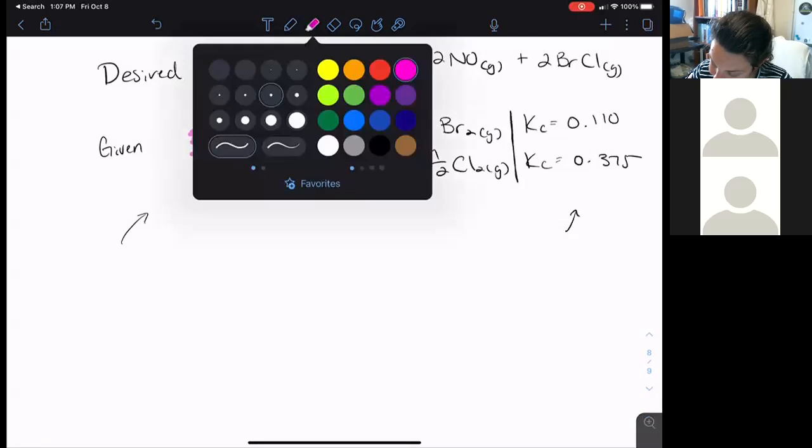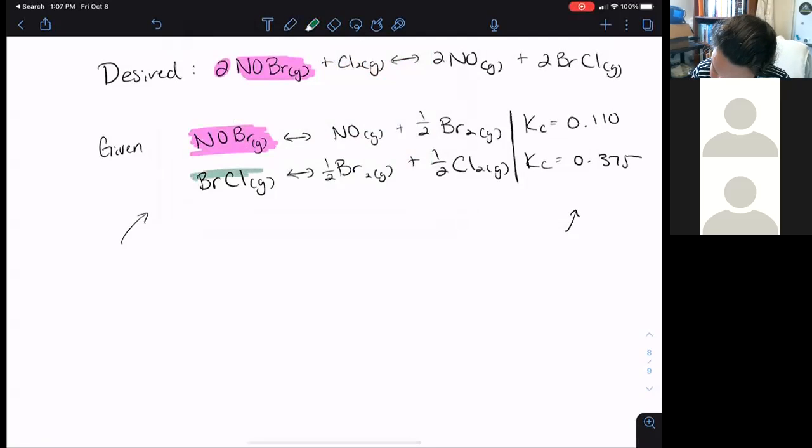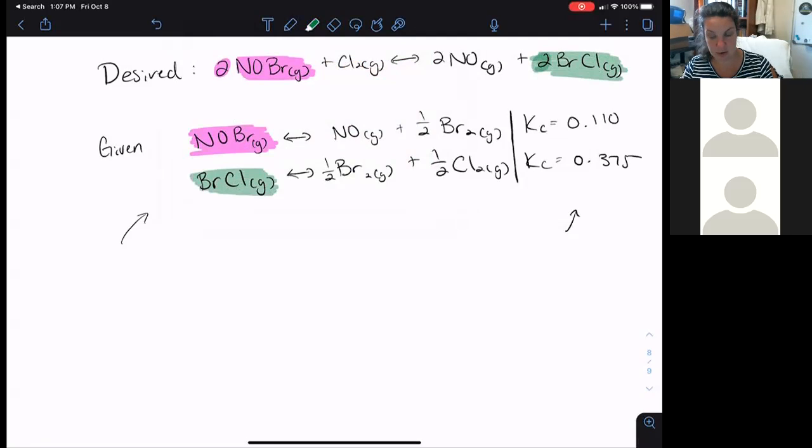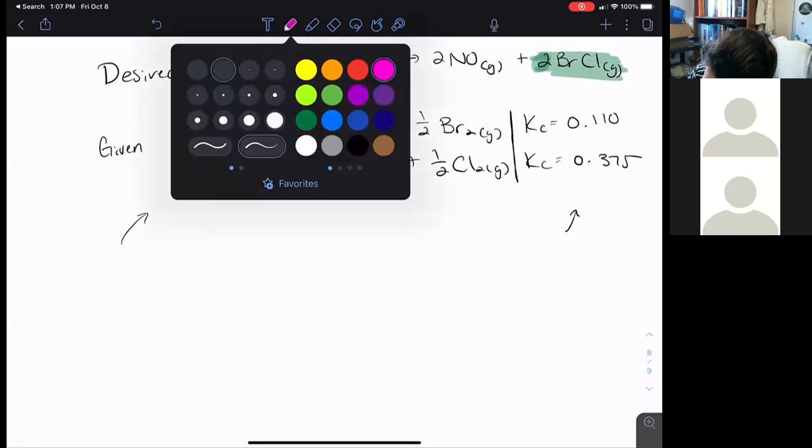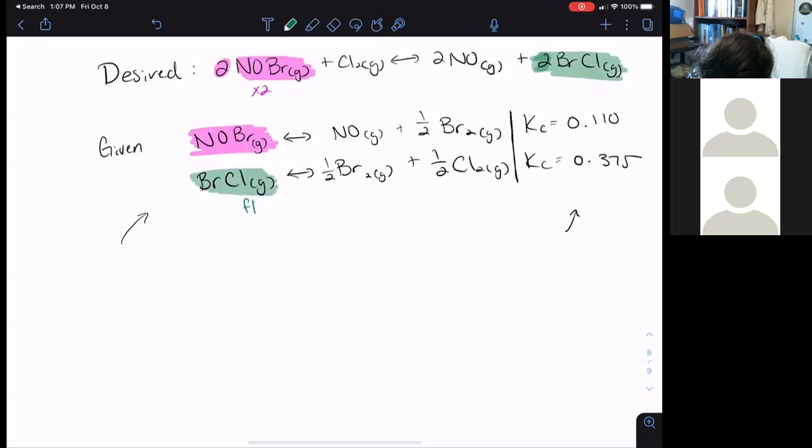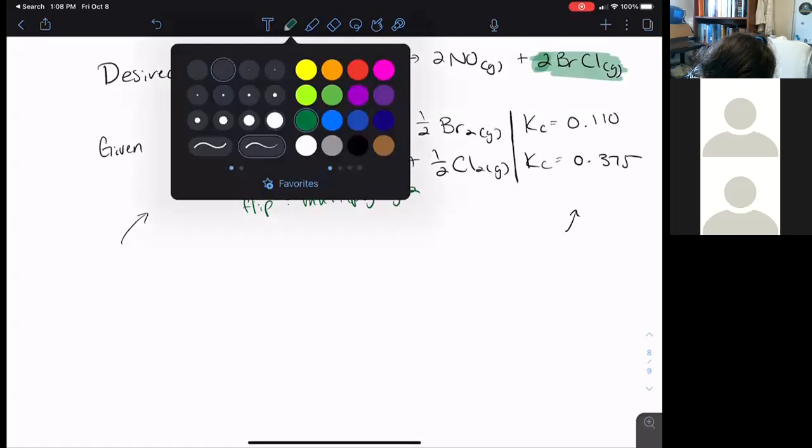And then if we look at the other one, we see we have BrCl here and BrCl here. Again, we have a 2 here with the 1 here. So we need to flip this equation and multiply by 2. So for the first one, we just need to multiply by 2. For the second one, we need to flip and multiply by 2.